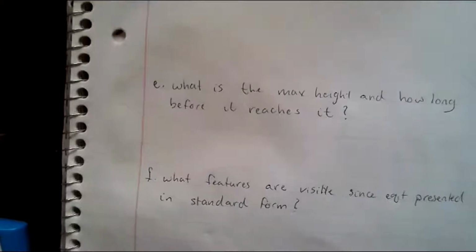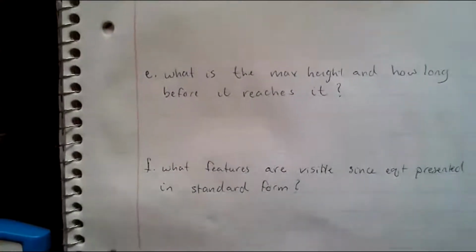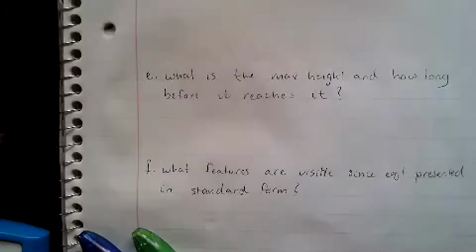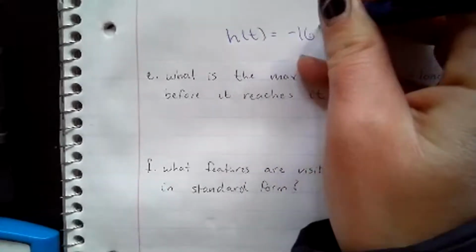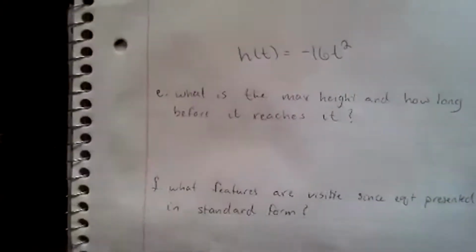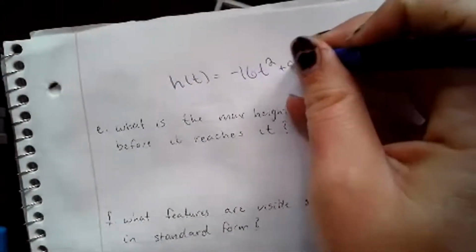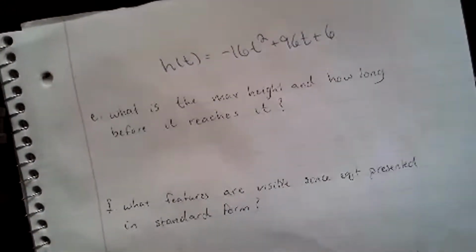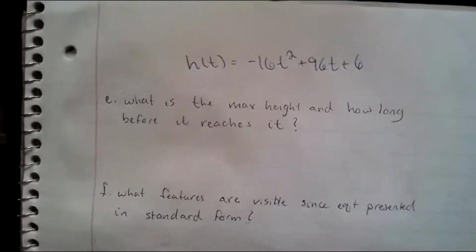All right, what is the maximum height and how long before it reaches it? So the maximum height is going to be at the vertex. And I'll go ahead and put our equation up here again. H of t equals negative 16 t squared. I'll double check. I think it was plus 96t plus 6. Okay. There we go.